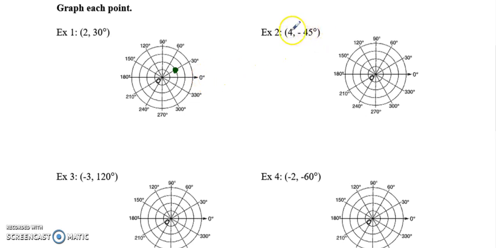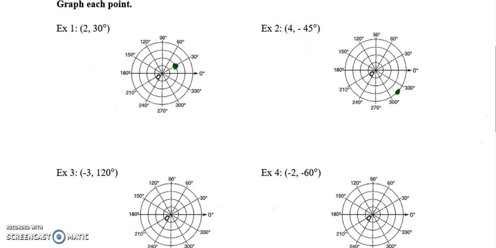Okay? Same thing with this one, 4, negative 45. So 4 units out, 1, 2, 3, 4 circles. Where is negative 45 degrees? So negative 30, negative 45 would be about here. Now that's one way, and it works pretty good for these. Sometimes different ones, as you will see in 3 and 4, may throw you.